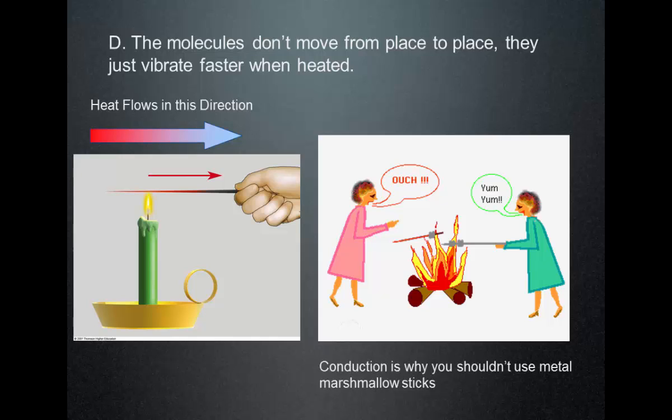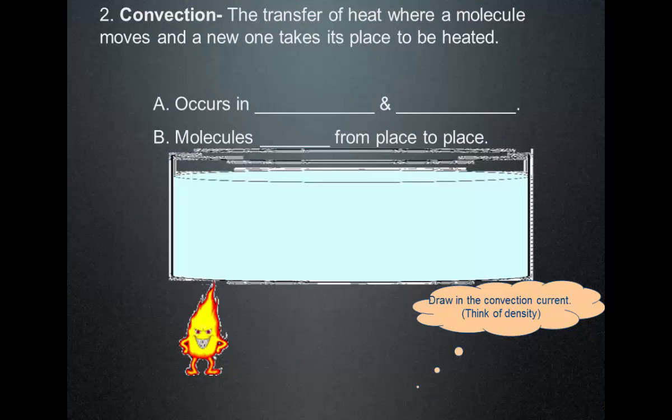So heat flows from the hotter area to the cooler area. All right. The next method of heat transfer is called convection. And convection is a means of heat transfer in which the molecules are actually moving from place to place. It's caused by the movement of molecules. It often occurs in liquids and gases.